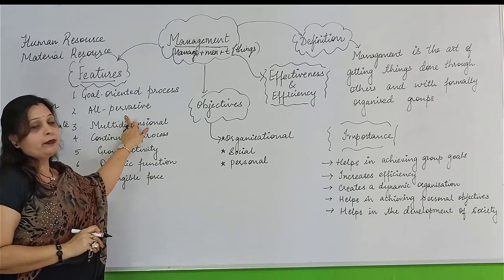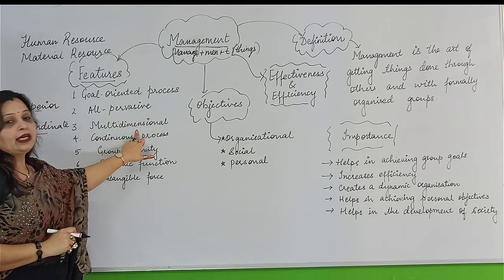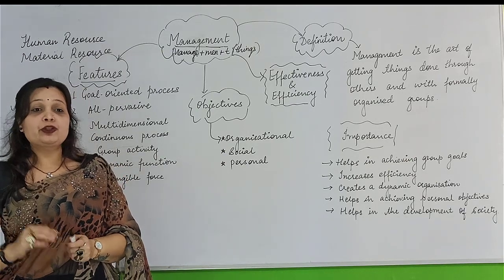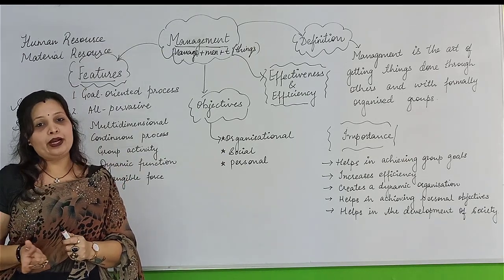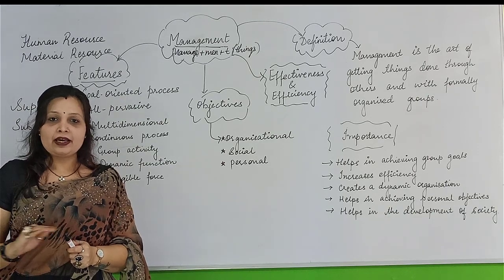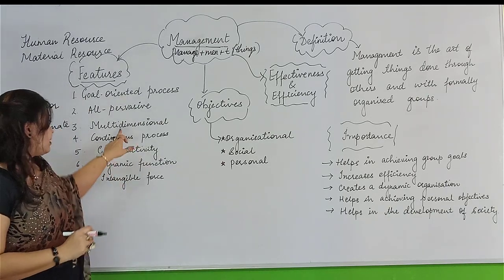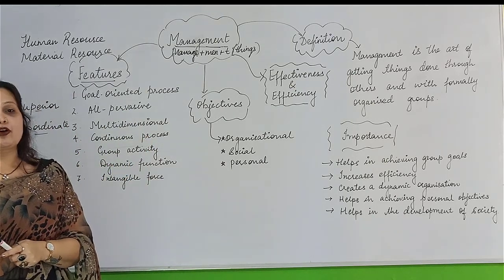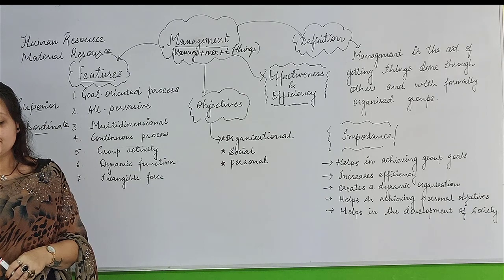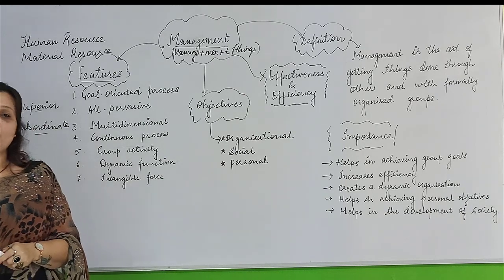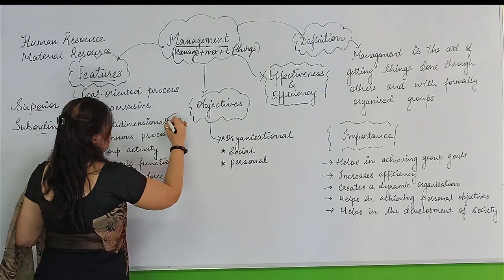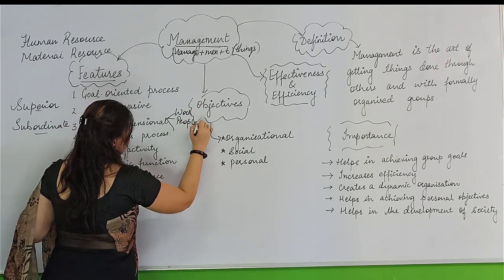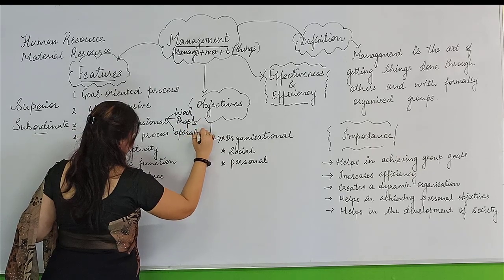The management is all-pervasive. Next is multi-dimensional. Management is multi-dimensional, means that multi means more than one, and dimension means areas or fields. So here we can say management is multi-dimensional. Like in your book you can see that three dimensions of management are given: management of work, management of people, and management of operations.